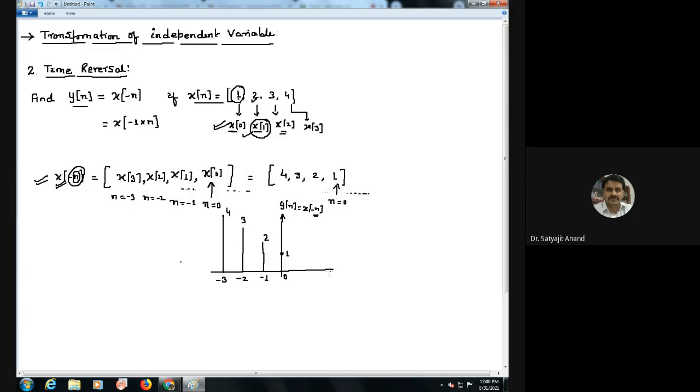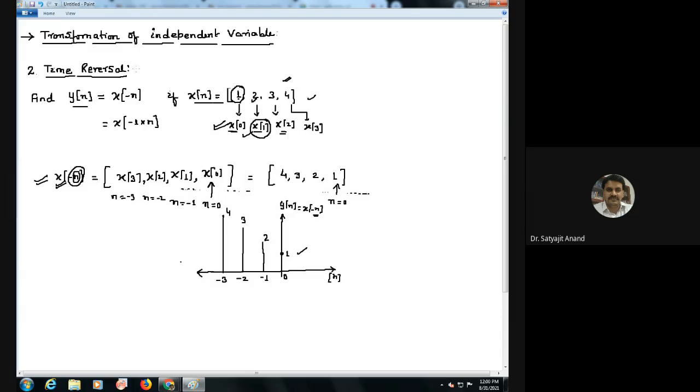And what you see here, if you compare the waveform of this with this waveform, this is a complete reversal of this. So whatever is happening on the positive time axis, that same thing we see on the negative time axis. So this is just a reversal of this. So this is what we have, reversal in time.